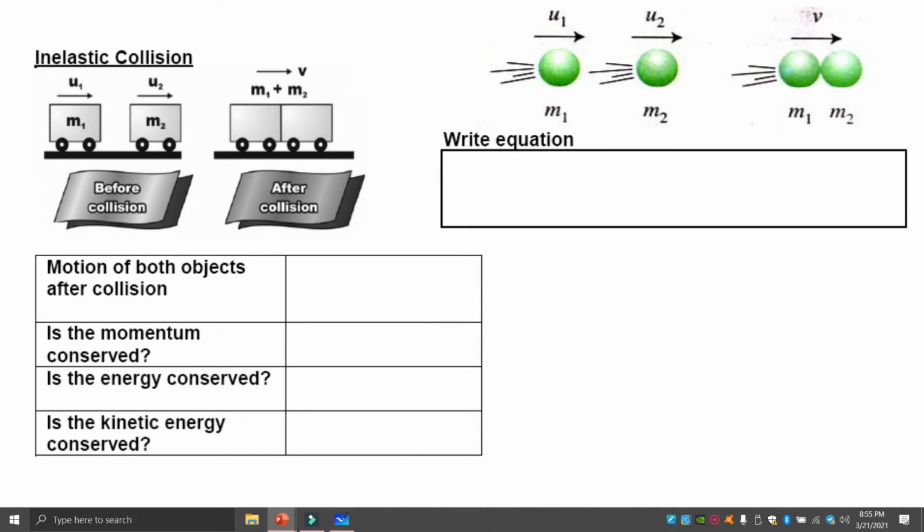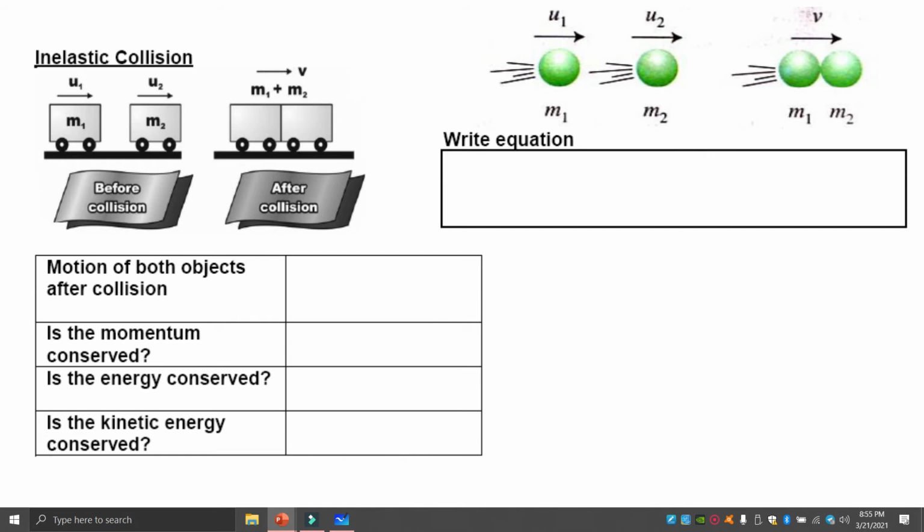I hope you understand about elastic. Remember, in elastic collision, two objects collide and move separately. Even if they move in the same direction, they will not stick together, they still separate. That is elastic.